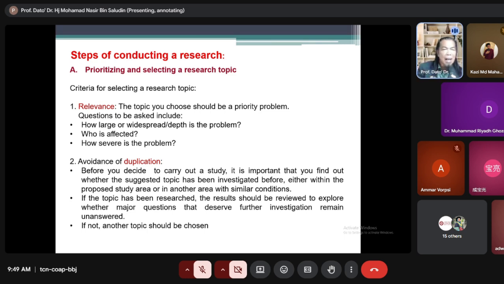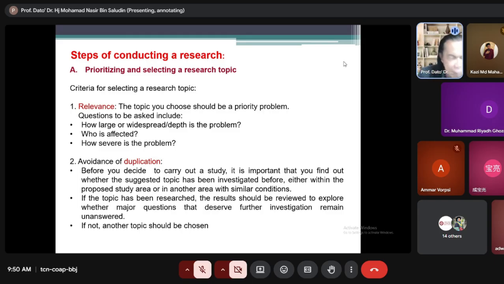Questions to be asked include how large or widespread this problem is, or how in-depth. Who is affected? You ask, you answer, you ask, you answer. How severe is the problem? You answer. You become creative. You can produce at a higher level, as a higher level thinker, not a lower level thinker. Not everything you have a problem with, you go to your supervisor. No, you must think. You must become a high level thinker, like your professor or your supervisor.